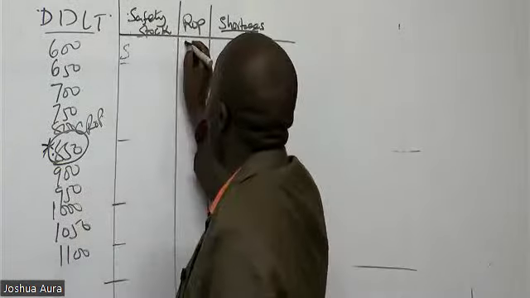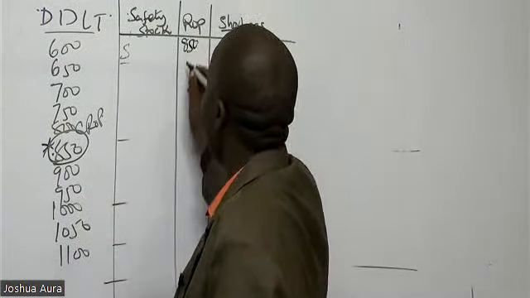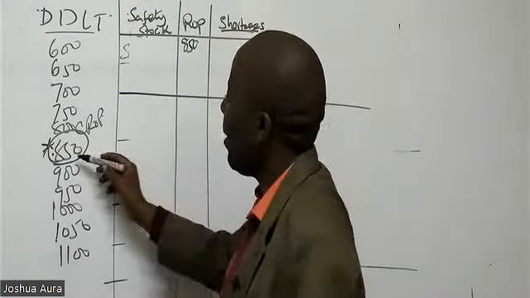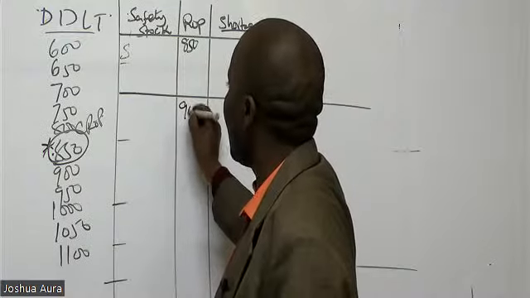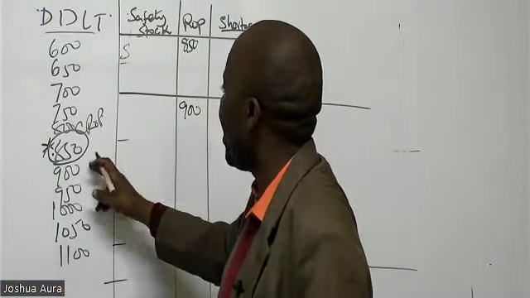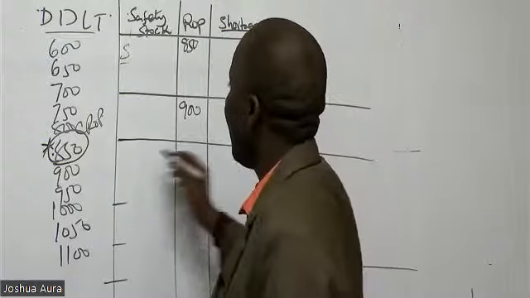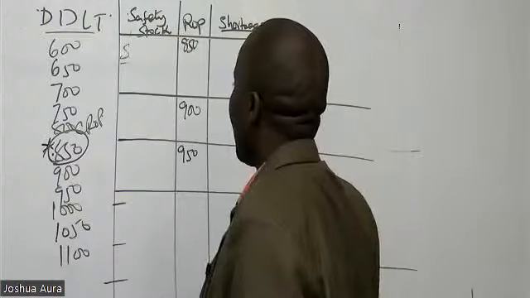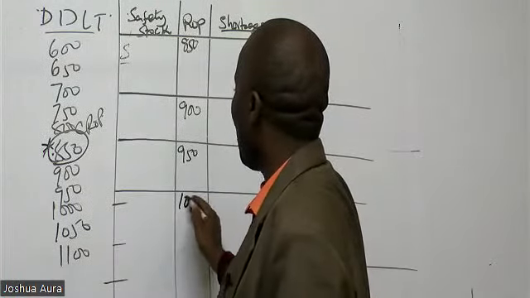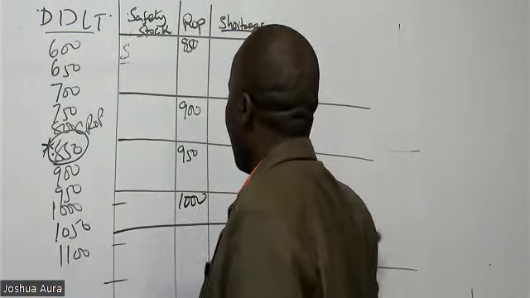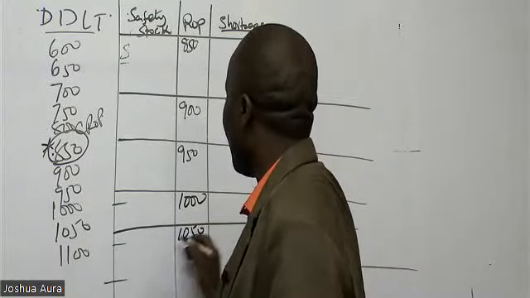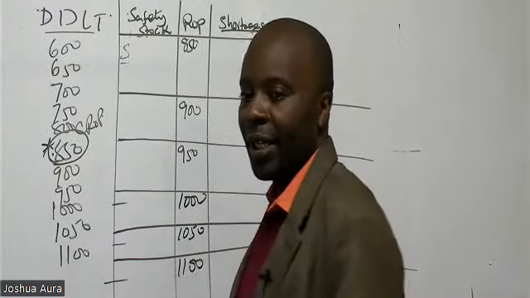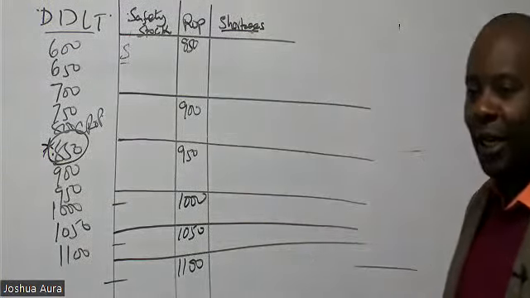The first row is 850. I'll leave enough space there. And then I pick the second one here, which is 900. I leave some space again. Then I pick the third one, which is 950. Leave again some space, right? So we have 1,000, some space there. We have 1050, some space there. And then now we have 1,100. I hope now they're able to see all my numbers.